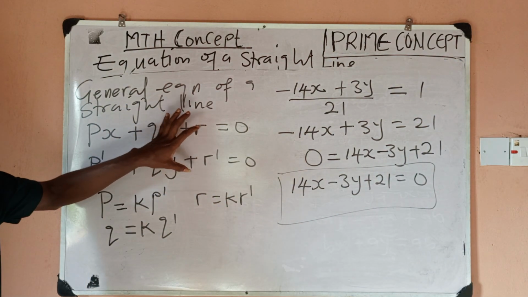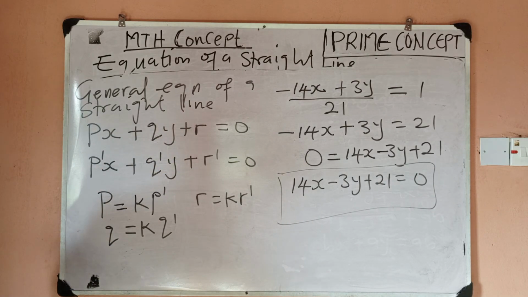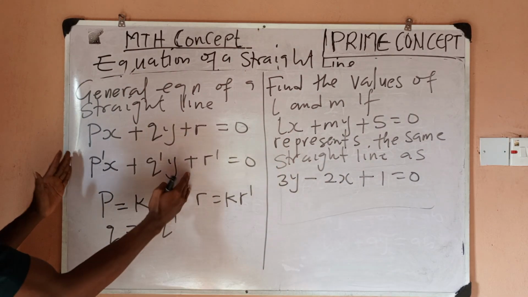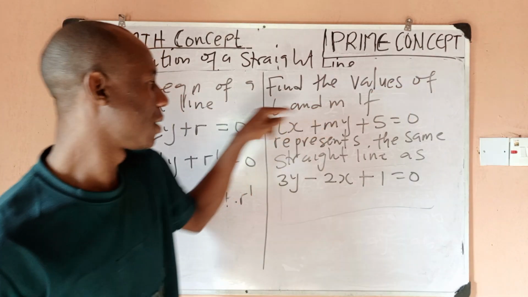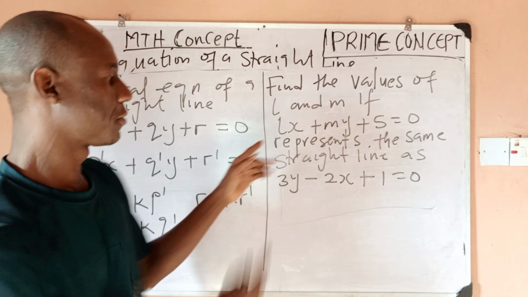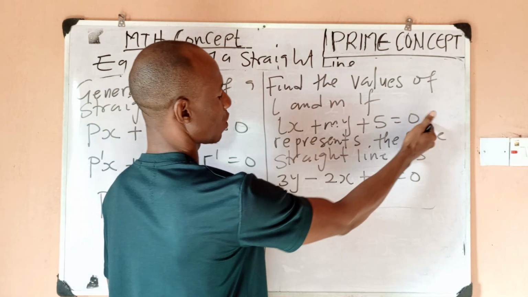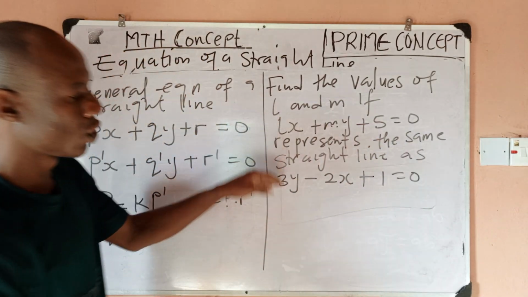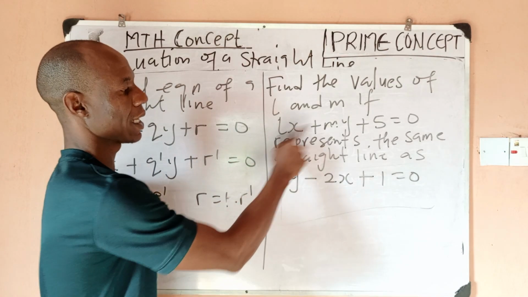So I hope this would not be confusing. Let me give you a simple example to also buttress this point before we conclude this video. We have this problem on the board, which is related to the general equation of a straight line. The question says, find the values of L and M if the equation Lx plus My plus 5 equals 0 represents the same straight line as this. So these two equations are representing the same straight line, and we want to find the values of the constants L and M.